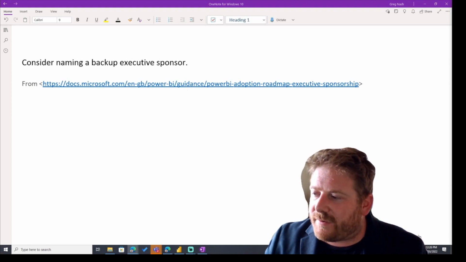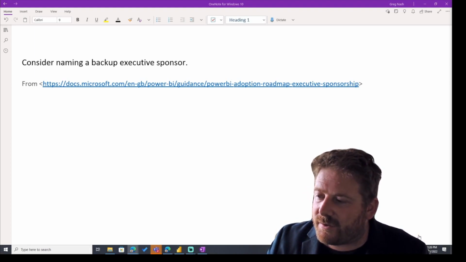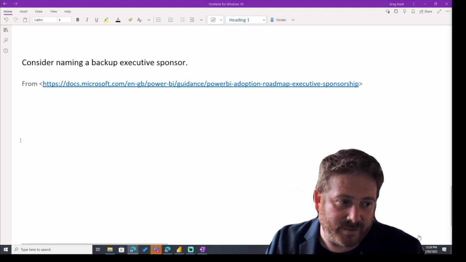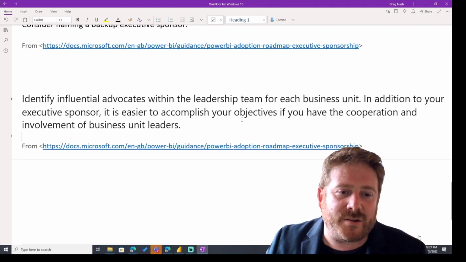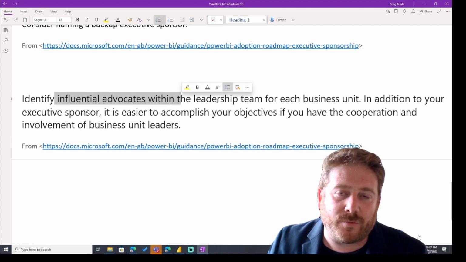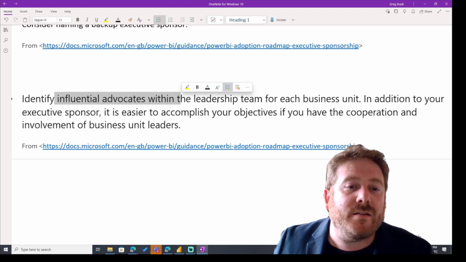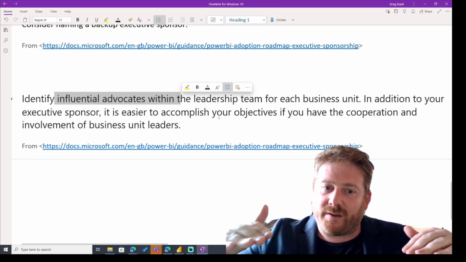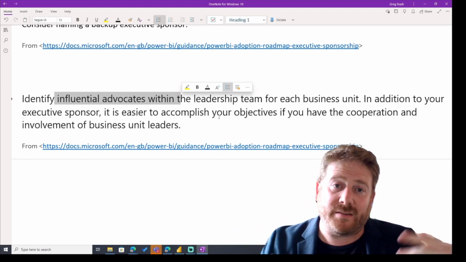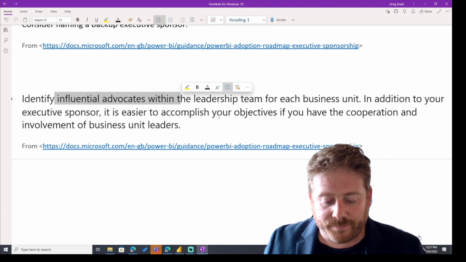Identify influential advocates within the leadership team for each business unit. In addition to your executive sponsor, it's easier to accomplish your objectives if you have the cooperation and involvement of business unit leaders. I would definitely agree with this. Having not just the executive sponsors, but also advocates for your reporting project within the leadership team is important, that next level down, where they're jockeying for position in the project. You're going to find some are right on board, some are not so sure, some are completely against it.